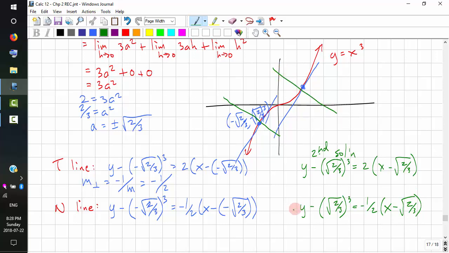Okay, so this one is here, and this one is here. This one is here, and this one is there. Okay, so you got your tangent line, your normal line, and for your second solution, your tangent line and your normal line.